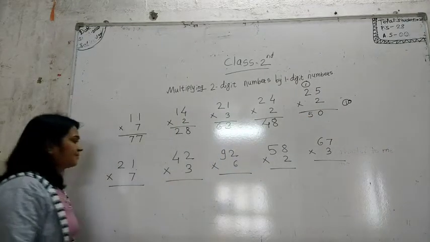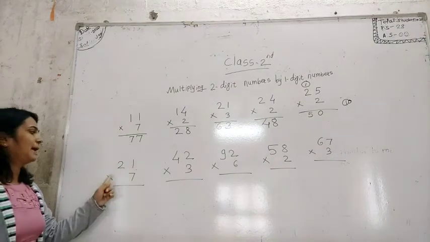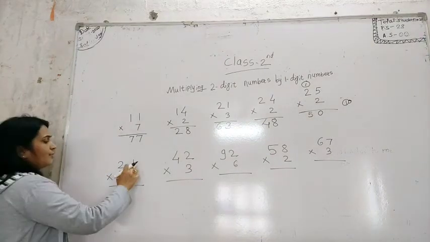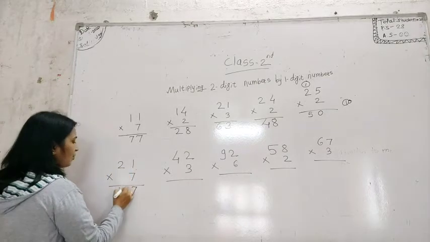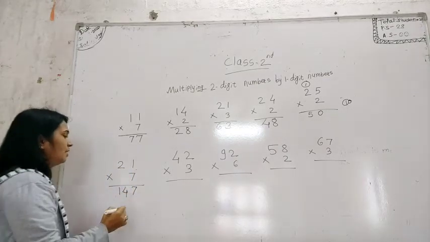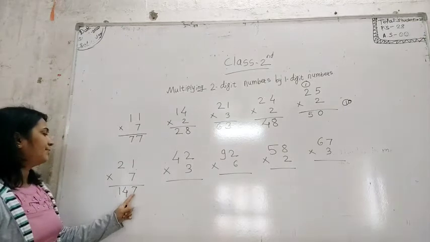Now the next is 21 multiplied by 7. So 1 7s are 7 and 7 2s are 14. So our answer is 147.